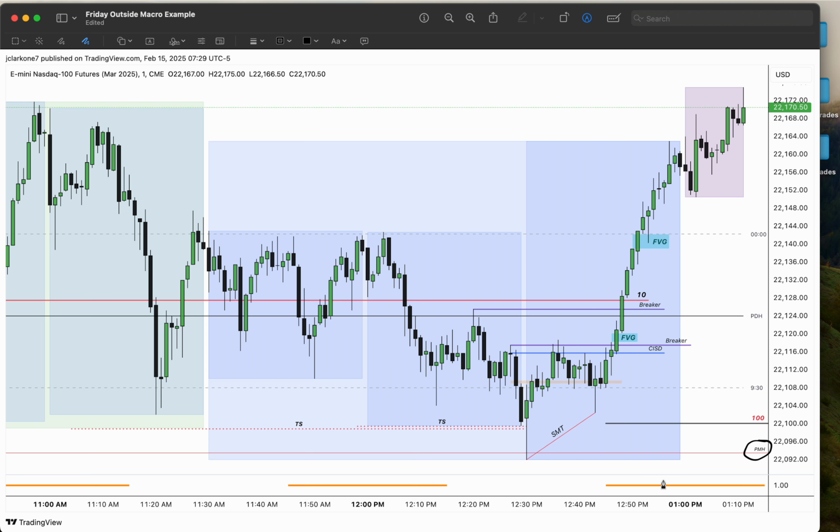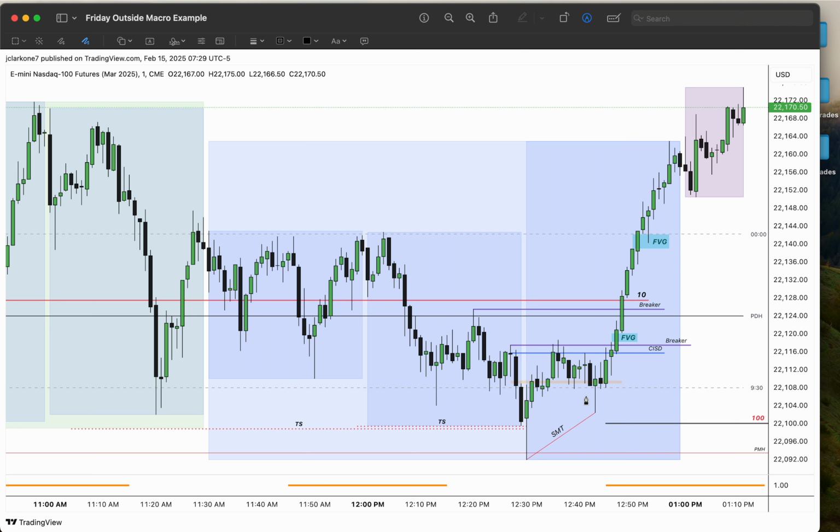I'm pretty sure you guys probably do because you're in Zeus's mentorship. So you want to keep those things on your chart. It's at the 100 level, 22,100. We have SMT. We have an inversion fair value gap. We have CSG confirmed here. We have a breaker, and we have a fair value gap.